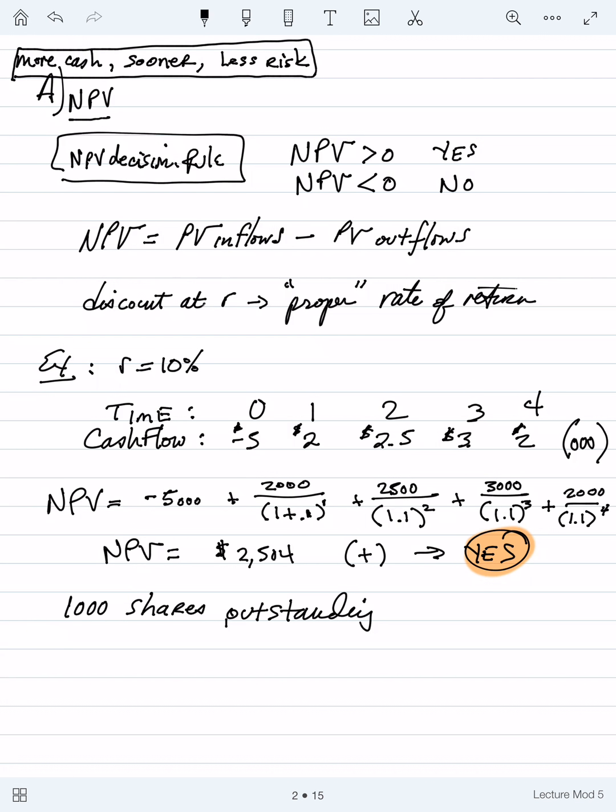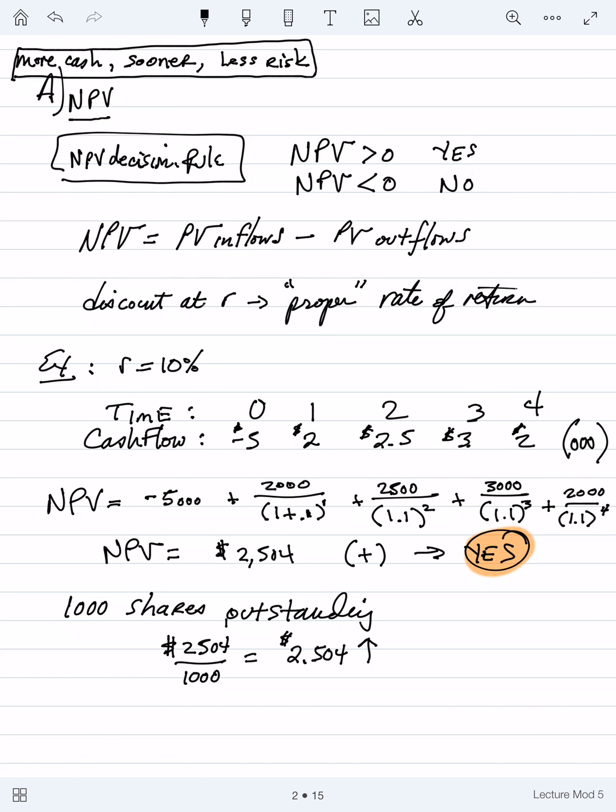Maybe we're a little small corporation. And the value of our firm now has risen by $2,504. So 2,504, the value of the firm, divided by the 1,000 shares, indicates that the share price would rise by 2.504 when the firm announces the project. So NPV is measuring the increase in the wealth of the shareholders in dollar terms. The project here is earning more than the opportunity cost of the funds indicated by the discount rate R.